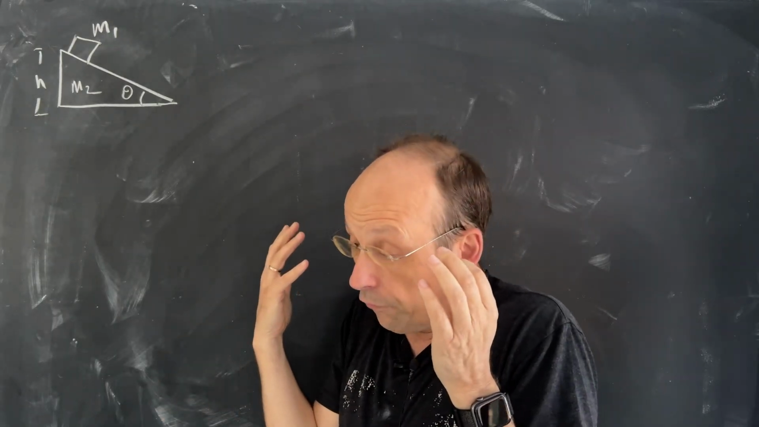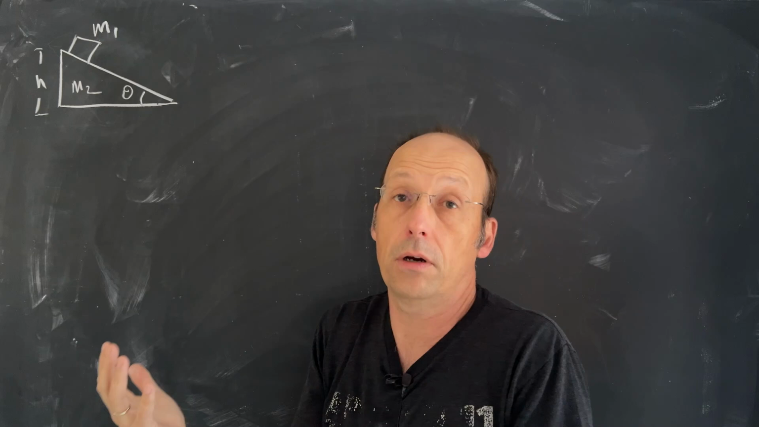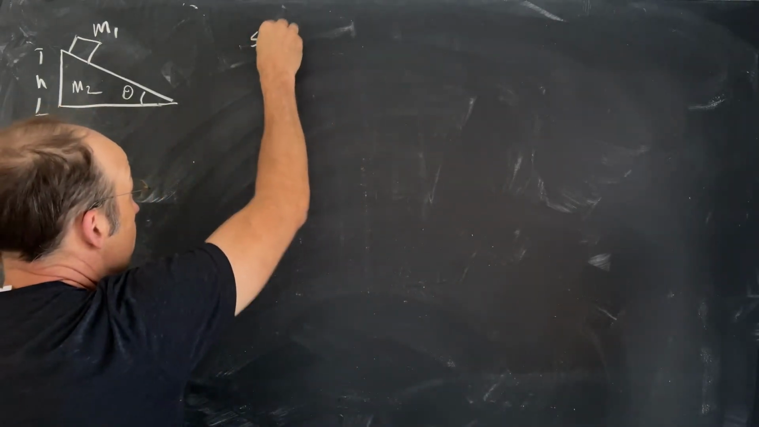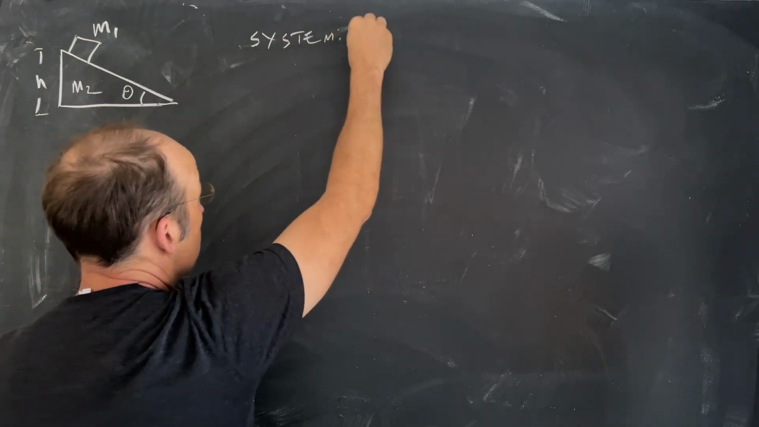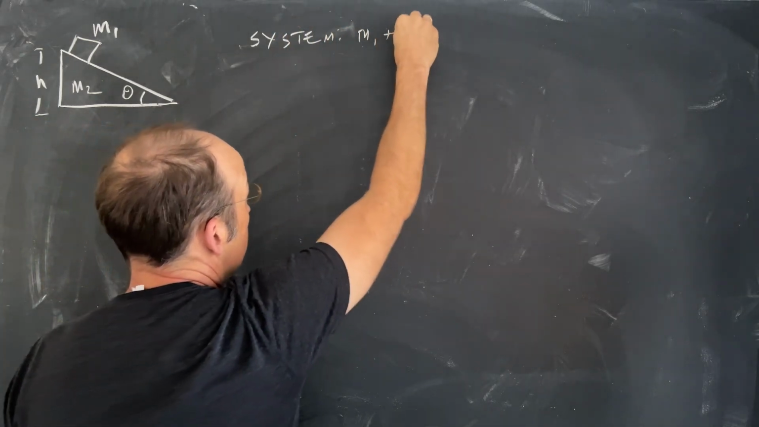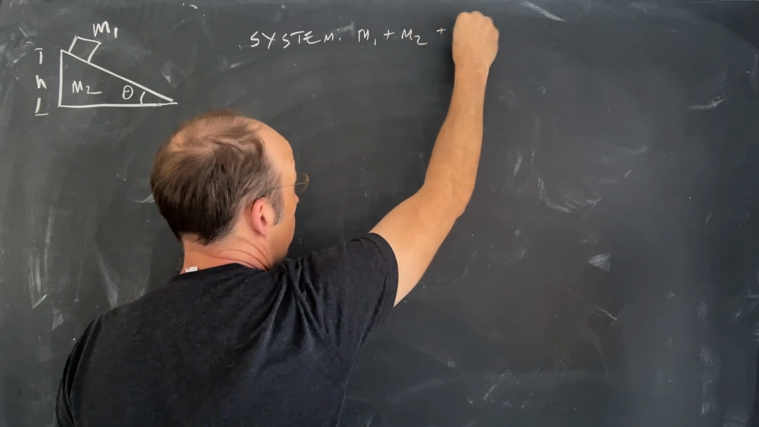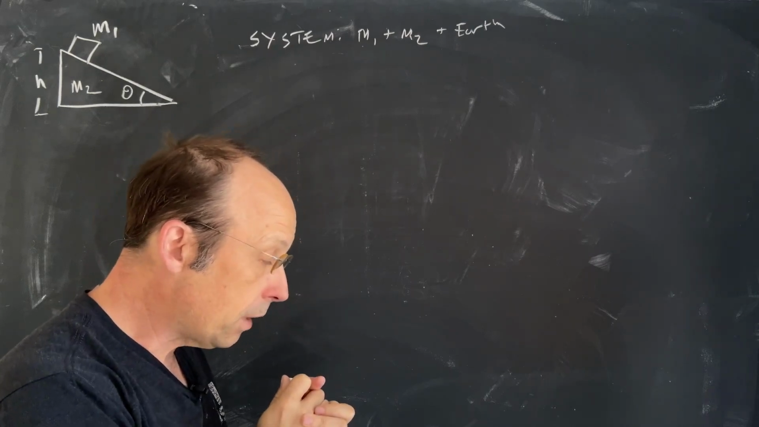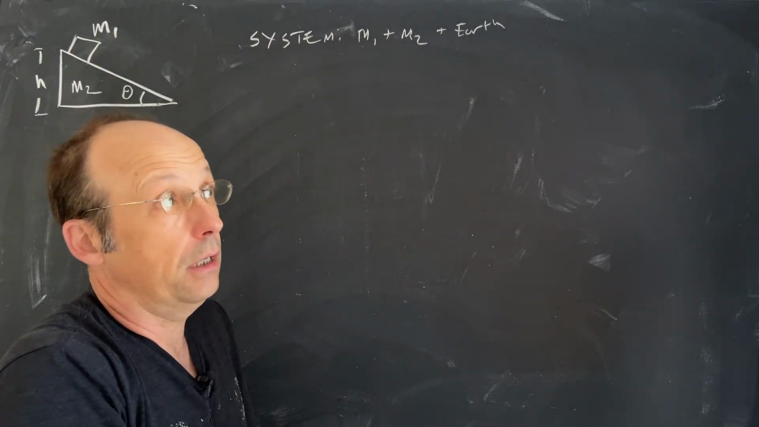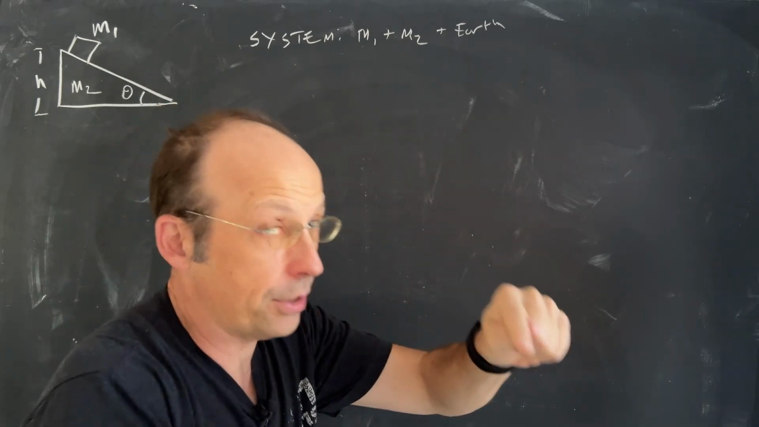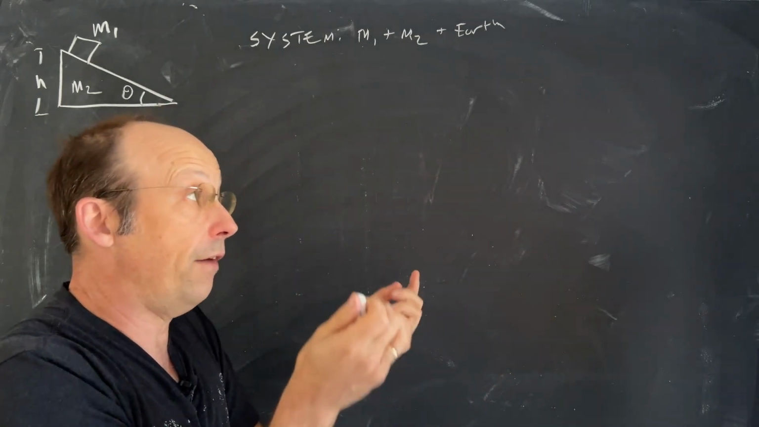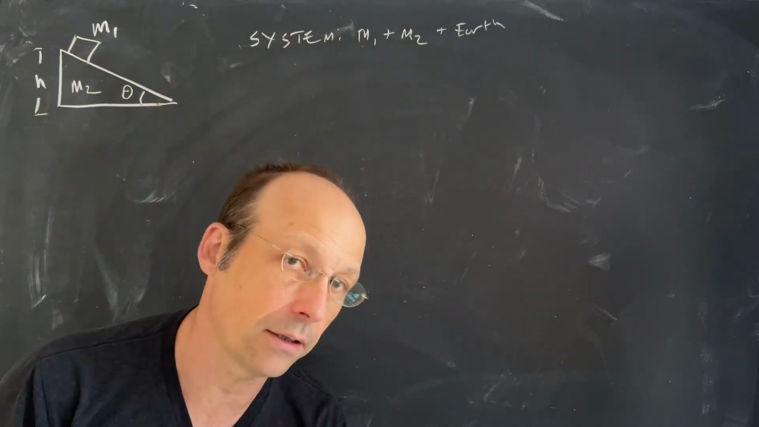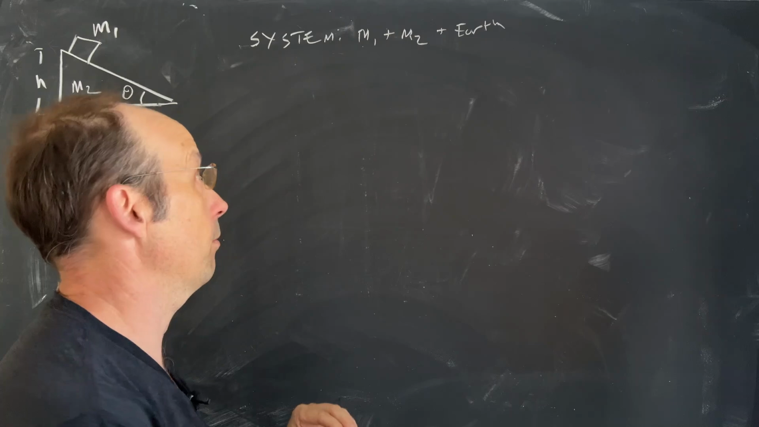If we want to use the work-energy principle here, we have to choose our system. I'm going to choose my system to be m1 plus m2 plus the Earth. Why do we have to include the Earth in our system? Gravitational potential energy is not associated with an object, it's associated with an interaction. To have gravitational potential energy, I have to have the interaction between m1 and the Earth. So technically it should be in there, otherwise you can get yourself into a lot of problems.